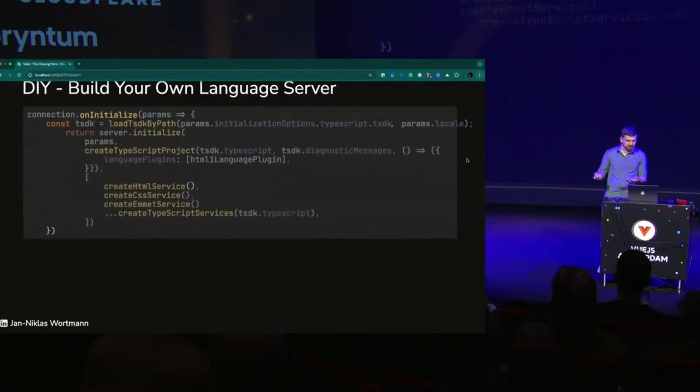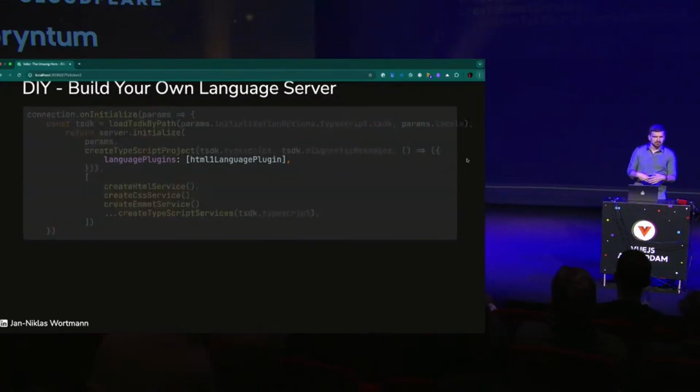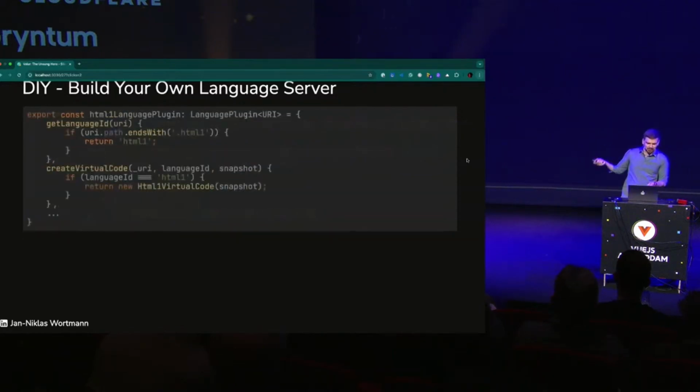The other part that you would need, within that initialization logic, is saying, okay, what do I want to handle? In our particular case, we're registering a language plugin. So we are saying, HTML is kind of outdated, so let's make a new HTML. And in our new HTML, the way this works is we say what language ID we have, so all .html1 files get redirected to, or get handled by, this language server.